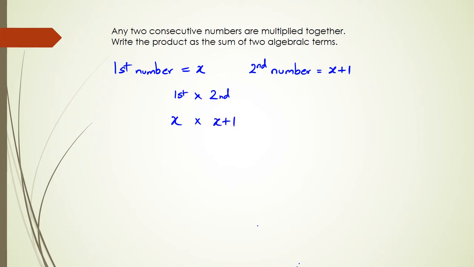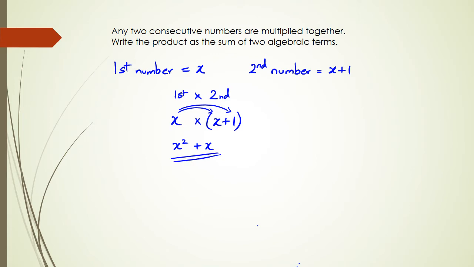We know that the first number is x, and the second number is x plus 1. Now, this is something you need to be careful with, guys, because I've seen people do this so many times. Remember that x plus 1 is the second number, so you've got to put it in a bracket like that. Then you need to expand this. So you've got x times x, which is x squared. x times plus 1 is plus x. And so your final answer should be x squared plus x.